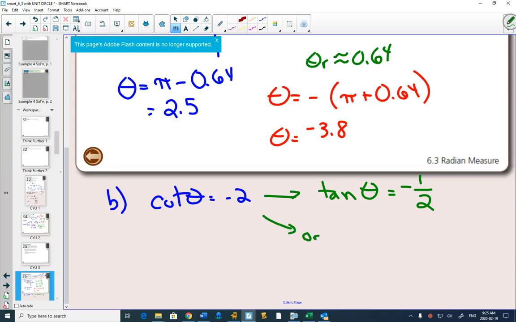Some people prefer to do this. You see this? I just changed the cotangent to 1 over tan. And then you would have to do math to get here. But as a shortcut, you can take the ratio. The ratio is negative 2 over 1. Cotangent is adjacent over opposite. So tangent would be opposite over adjacent.